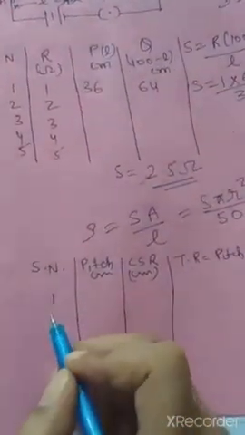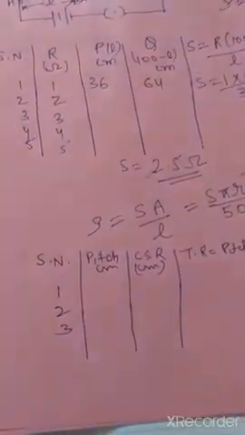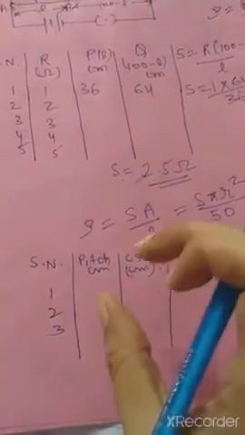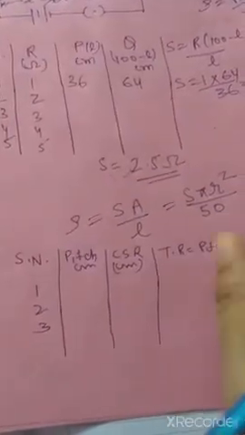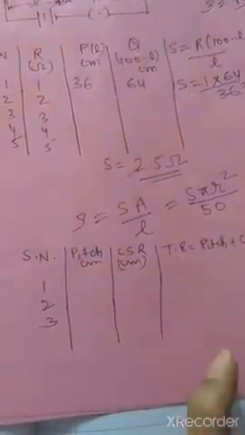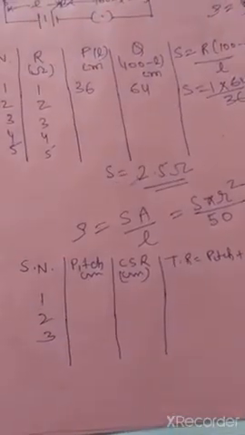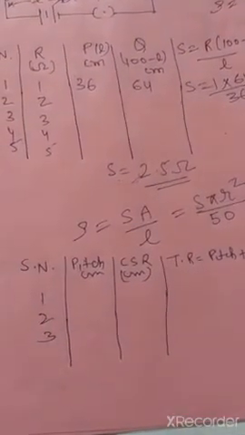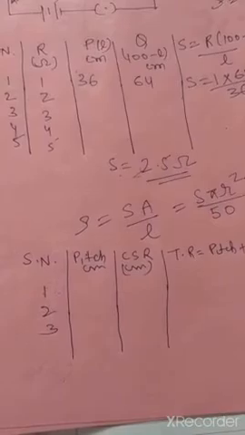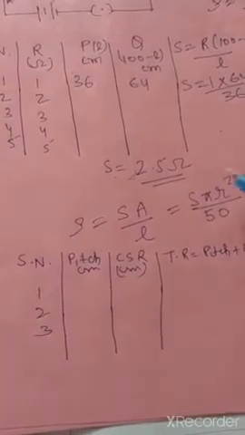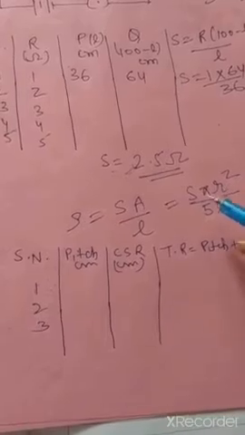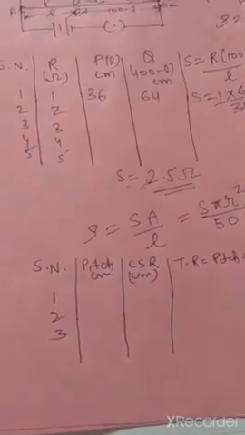So in this case you can take only 3 readings. Clear? So on 3 readings you will check the pitch value, circular scale reading, then find out the total reading, and find the average of these 3 values. That will give you the diameter, and half of that will give you the radius. So by getting the radius you can find the area, and in this formula you can put the value of R. So by that you can find out the resistivity.